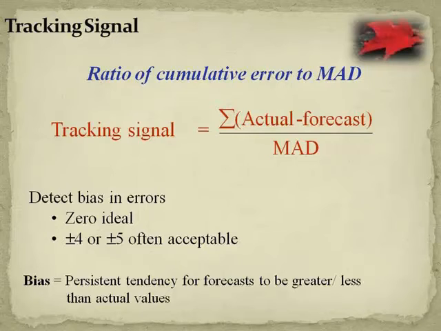In other words, you could forecast high one month or low the next month. So the greater the tracking signal, okay, if it's plus, it means that you have a tendency to over forecast by this amount. If it's negative, you have a tendency to under forecast. It's always a good way of knowing what your tendencies are.